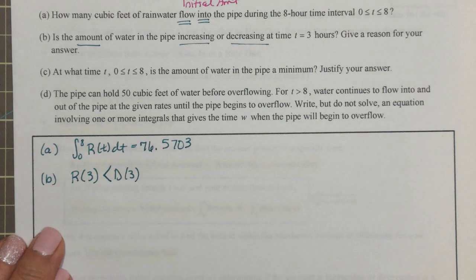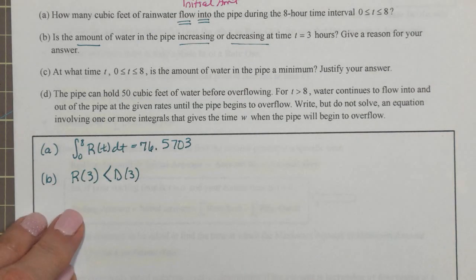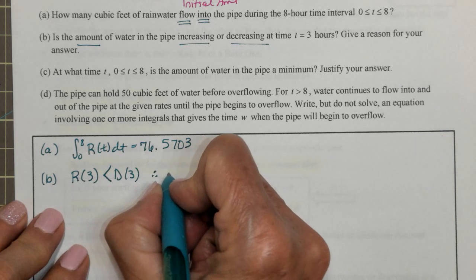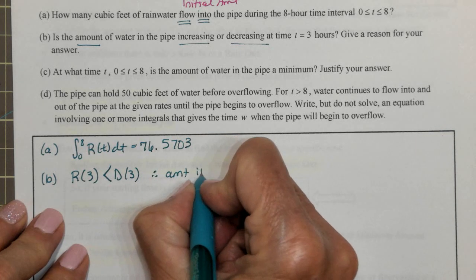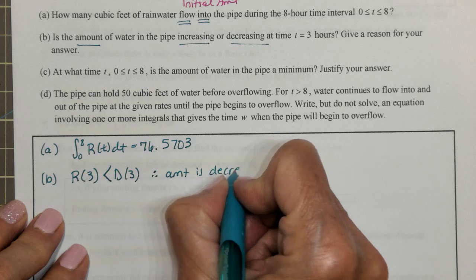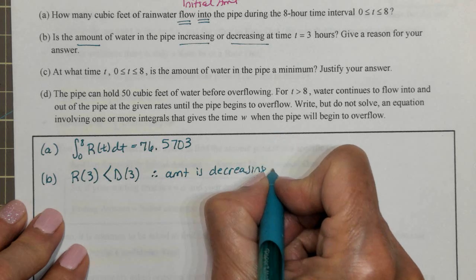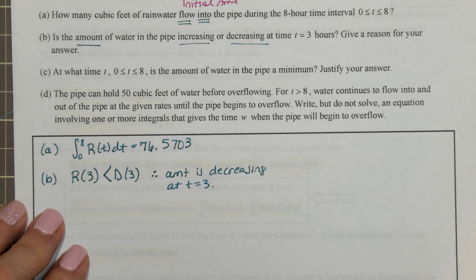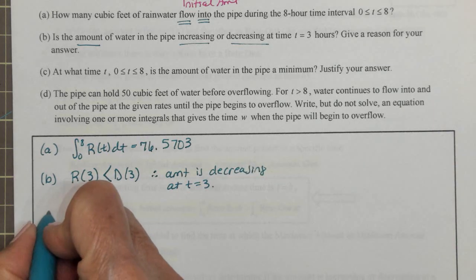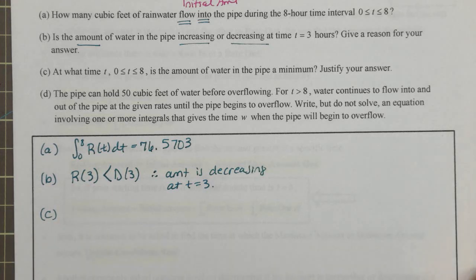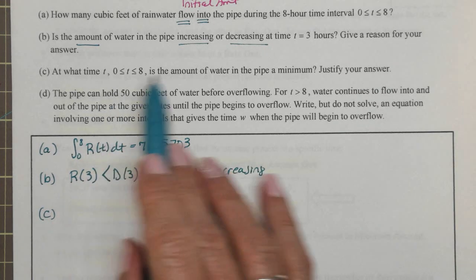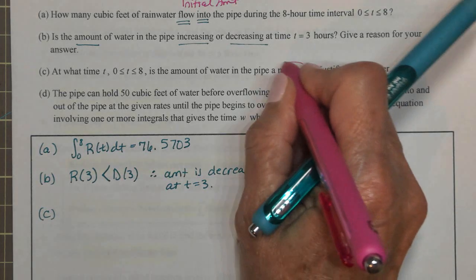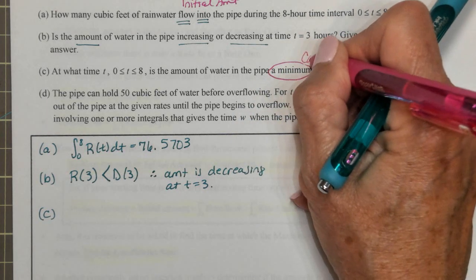So is the amount increasing or decreasing? It's draining more, so the amount is decreasing at time 3. All right, part C. At what time is the amount of water a minimum? Candidates test.